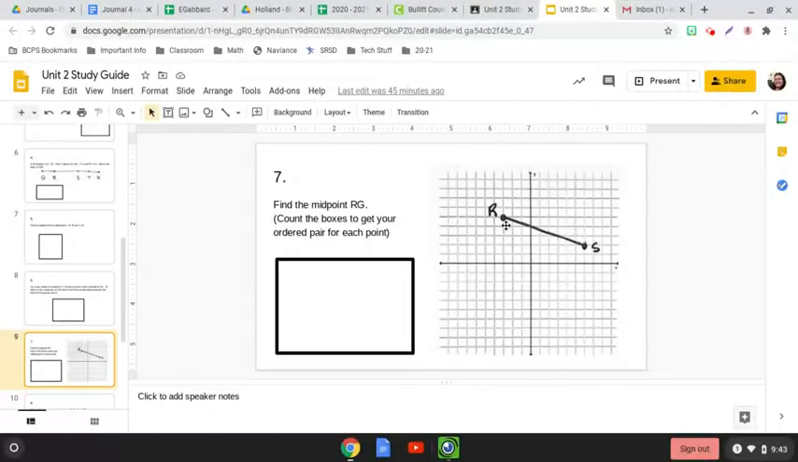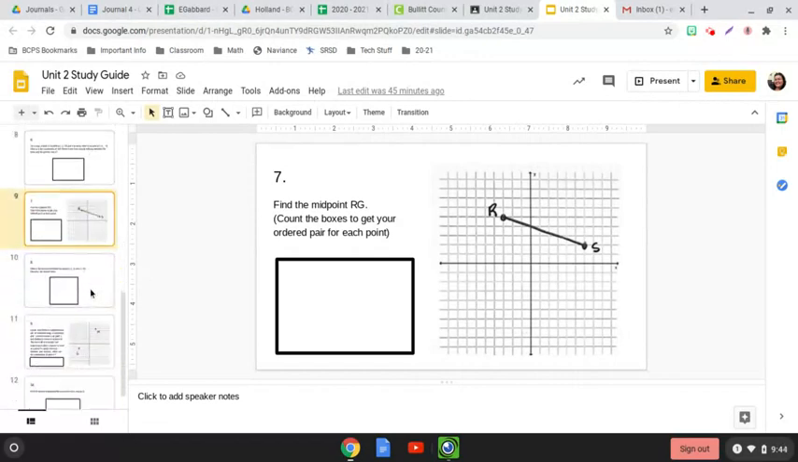For this point, for point R, we're going negative. So it's going to be however many boxes this way, negative. But then we're still going positive up here. So it's going to be a negative number, comma, a positive number, and however many boxes it takes us to get up here to this point R. I'm going to let you all do that midpoint one on your own.